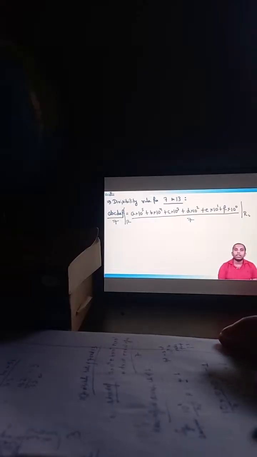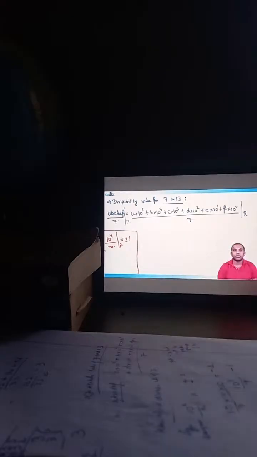So again, I told you, always for any new number I have, 10 raised to x upon that number should give me a remainder of plus 1 or minus 1. This is what we are searching for always, right? If you see here, the number is 7. At which power of 10 will it give me a remainder of plus 1 or minus 1?